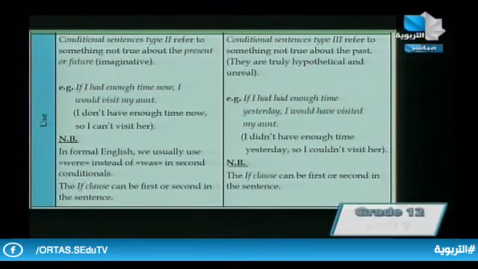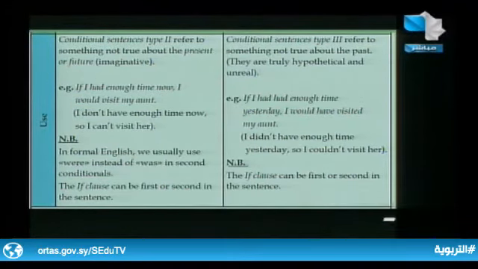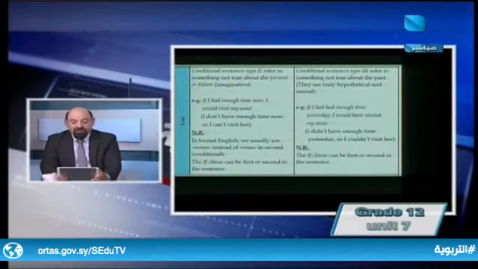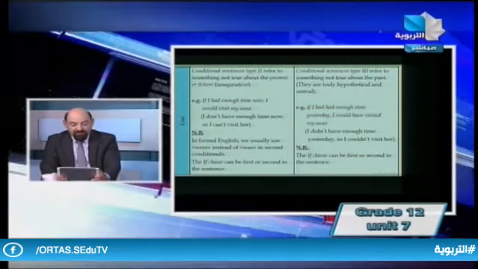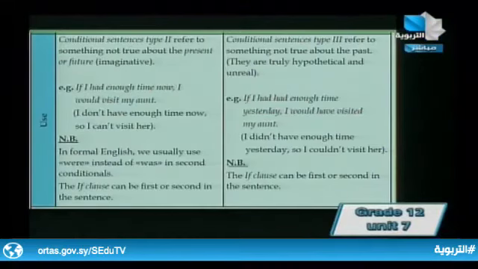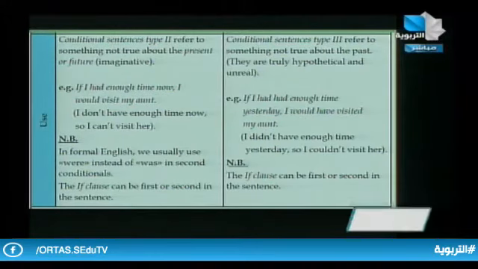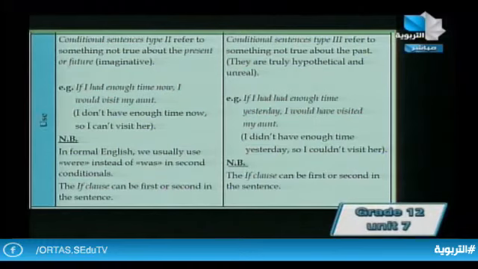Relating to third conditional, sentences type 3 refer to something not true about the past. If we compare, in the second conditional it's not true about the present or future. Here in the third conditional, it's not true about the past. They are truly hypothetical and unreal. Example: if I had had enough time yesterday, I would have visited my aunt. But really, I didn't have enough time yesterday, so I didn't visit her. So we are talking here about the past, not about the present.